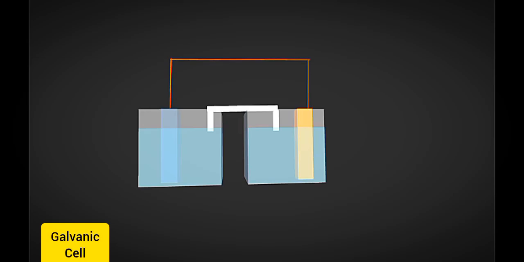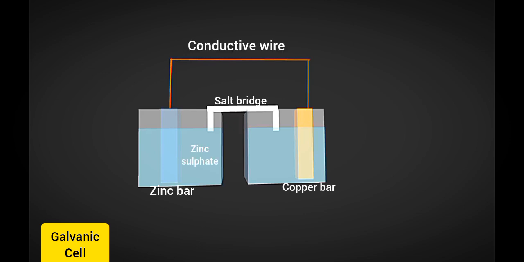I'm going to talk about how galvanic cells work. Before starting the video, I want to mention the materials that we will use. There is a zinc bar, copper bar, 2 containers, a salt bridge, a conductive wire, zinc sulfate and copper sulfate.